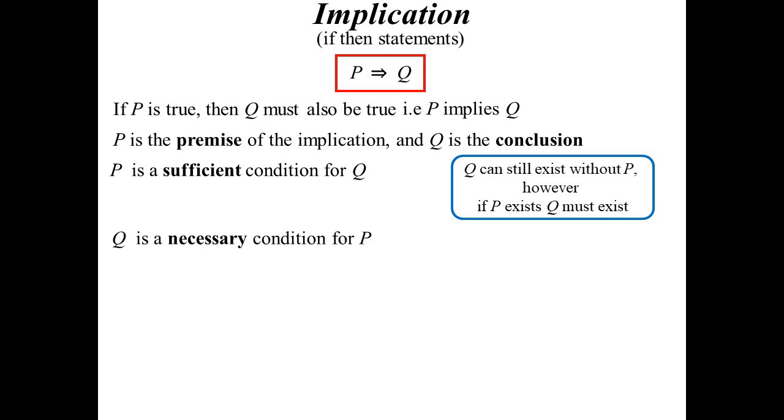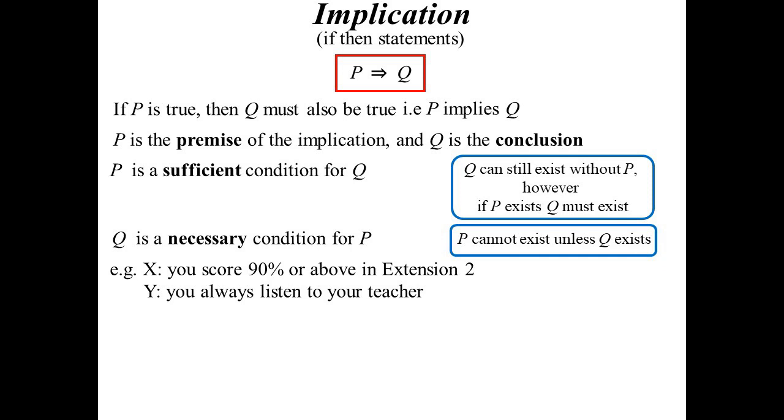So necessary conditions is the other way around. Q is a necessary condition for P. Right, so P implies Q. Q becomes necessary for P to happen. So P cannot exist unless Q exists. Because remember, every time I have P, I've got Q. P implies Q. So if I don't have Q, then I can't have P. So it becomes necessary rather than sufficient. Alright, there we go.